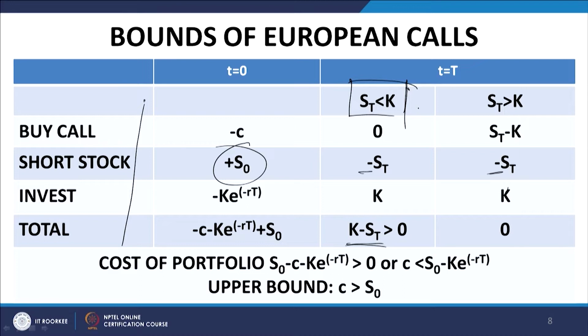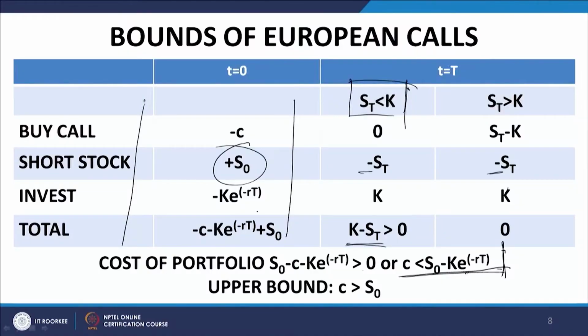In other words, let us put it this way, this total portfolio is better than a portfolio which gives you 0 under all circumstances. Suppose there is another portfolio, let us say a portfolio called Q. When that portfolio gives you 0 if ST is less than K, and 0 if ST is greater than K, that means the worth of that portfolio must be 0, because you are not going to get anything from it. But this portfolio definitely carries a finite probability of giving you something more than 0, and therefore, it must have a positive value. The cost of this portfolio must be positive.